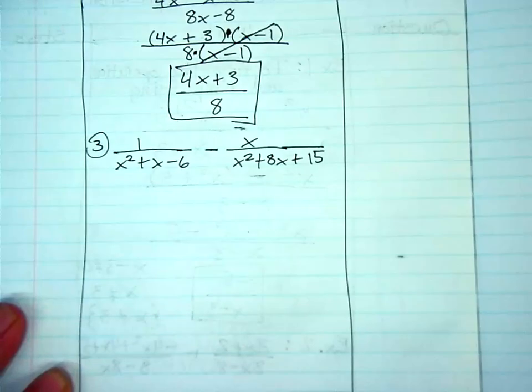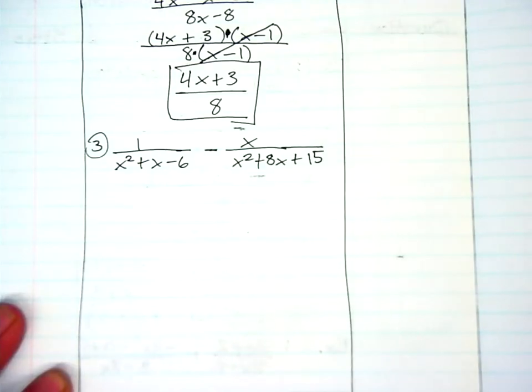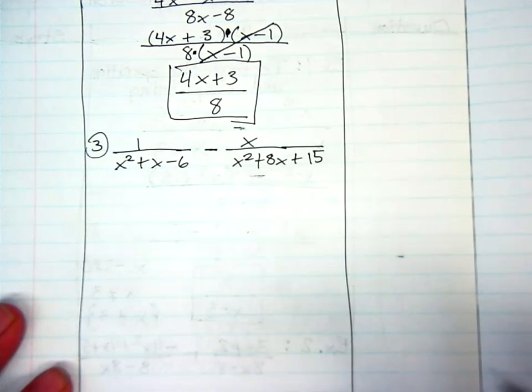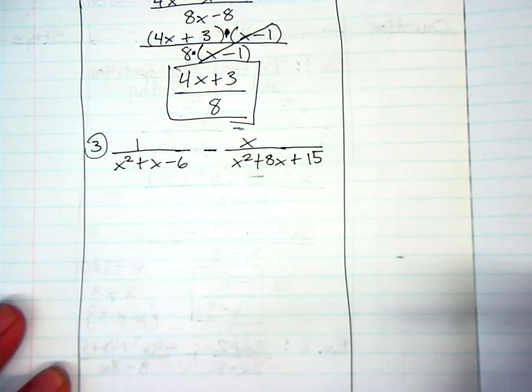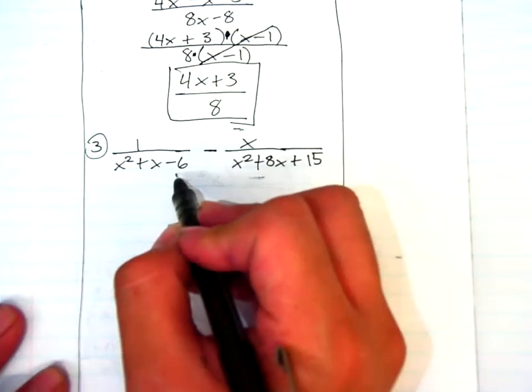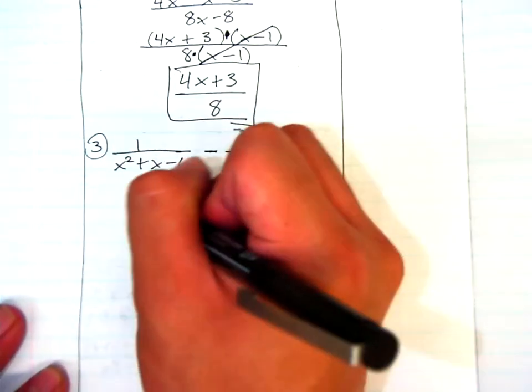Alright, so looking at this, I have absolutely nothing that I can do. There's no common denominators, there's nothing that I can really combine at this point. So what I need to do now is factor. There's nothing I can do, so factor it.